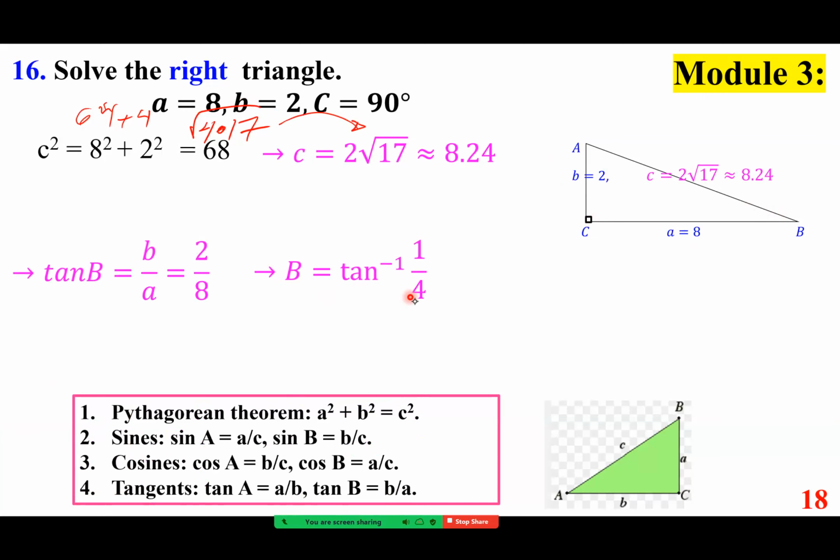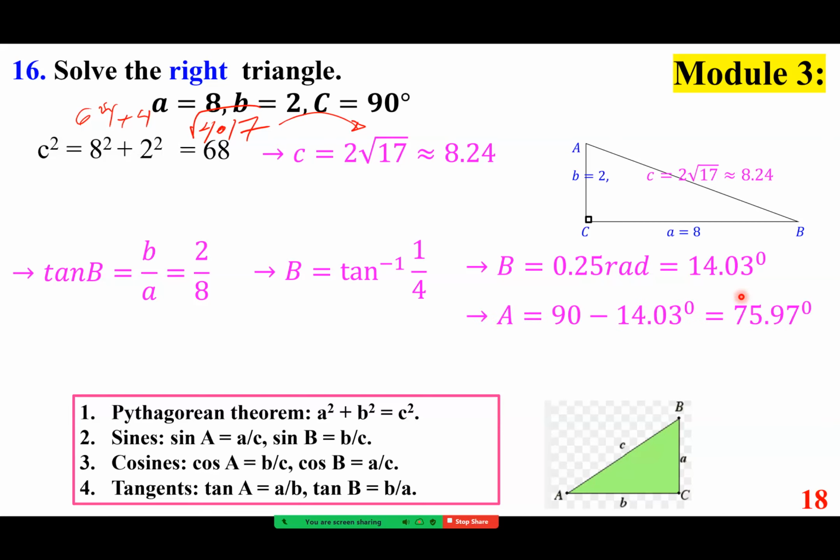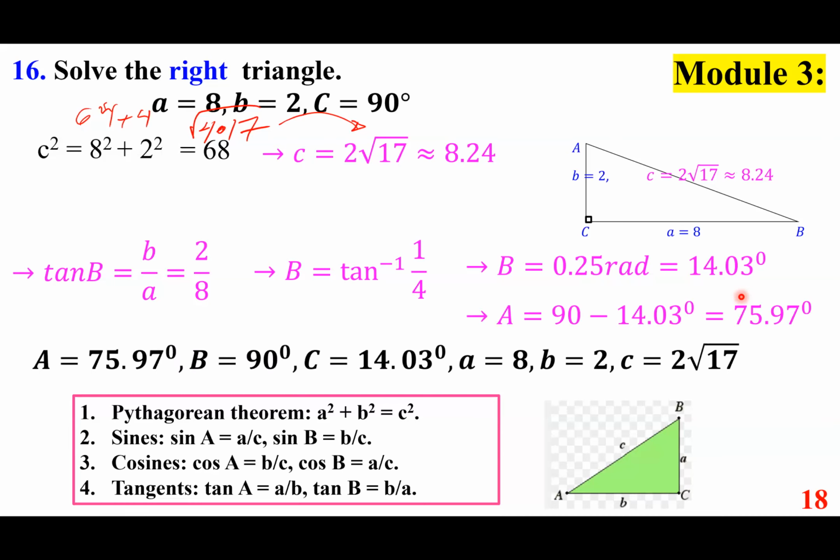You have to use a calculator. If it's in degree mode, it gives you 14.03. And so subtract that from 90 degrees and you get the last one. And you have all the information. Now you can write all the information in one spot.